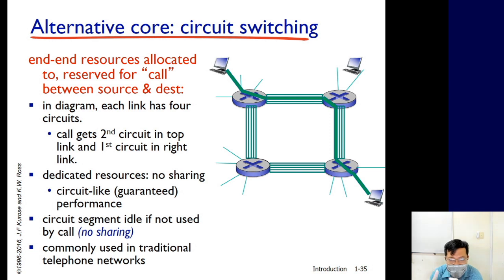So there are two services for the network core. The first service is called packet switching. The second service is called circuit switching. Circuit switching appears when end-to-end resources are allocated to the reserved connection. It means that there is one source and one destination. Firstly, before any data transmission, the connection allocates the resources.